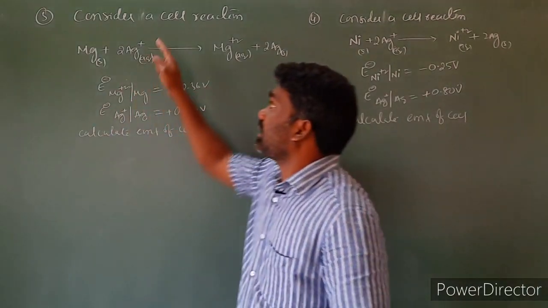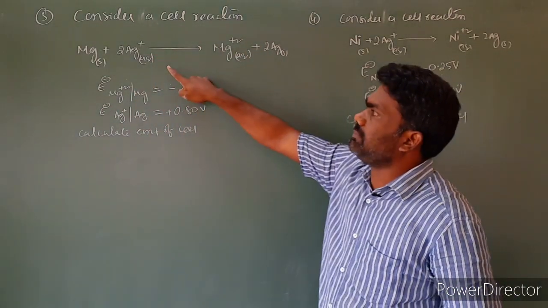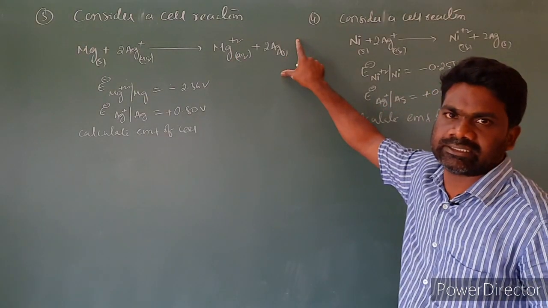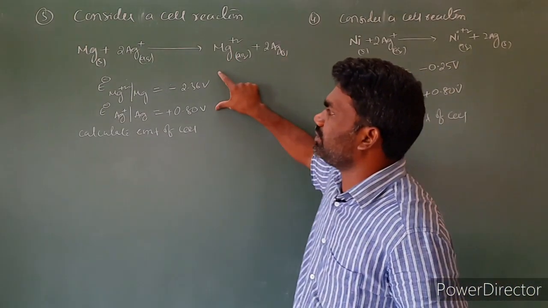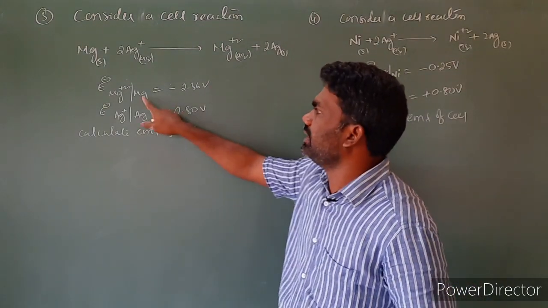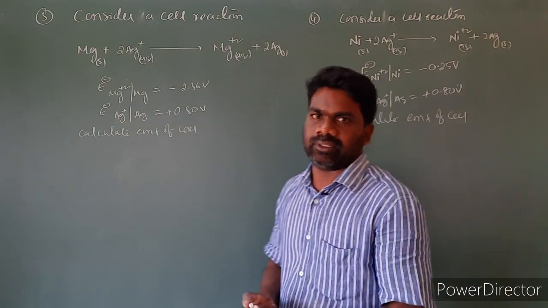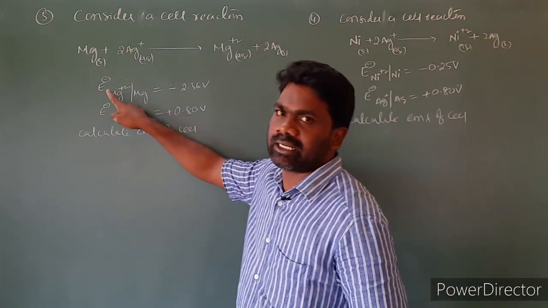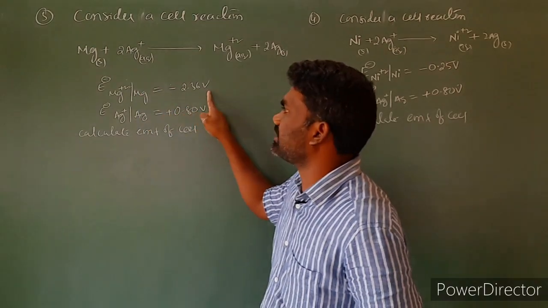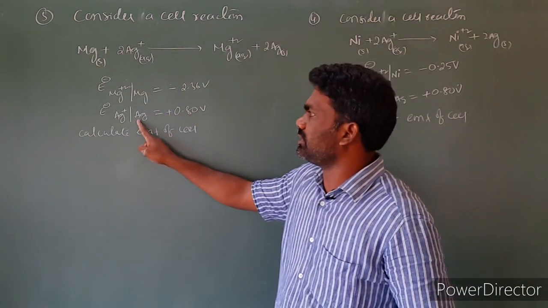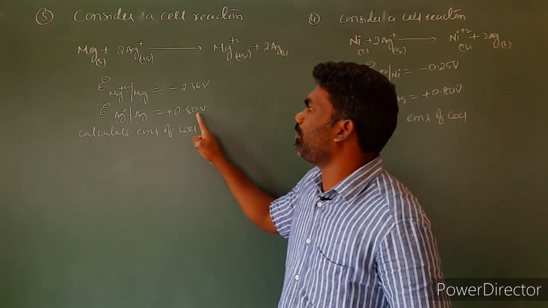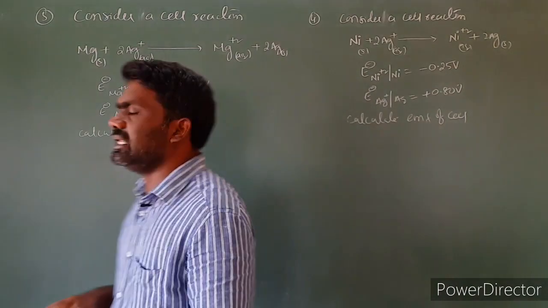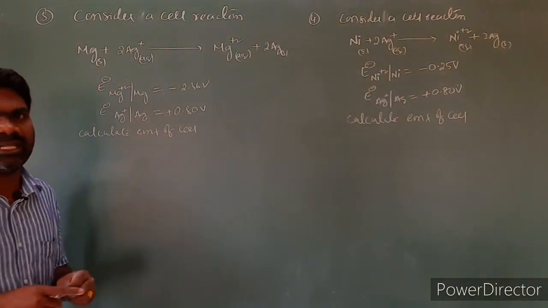Next problem. Consider a cell reaction: Mg plus 2Ag plus gives Mg plus 2 plus 2Ag. The cell reaction is given to us, and the standard electrode potentials of magnesium and silver electrodes are also given. They are nothing but standard reduction potentials. The standard reduction potential of magnesium is minus 2.36 volts. The standard electrode potential of silver is plus 0.80 volts. Calculate the EMF of the cell.